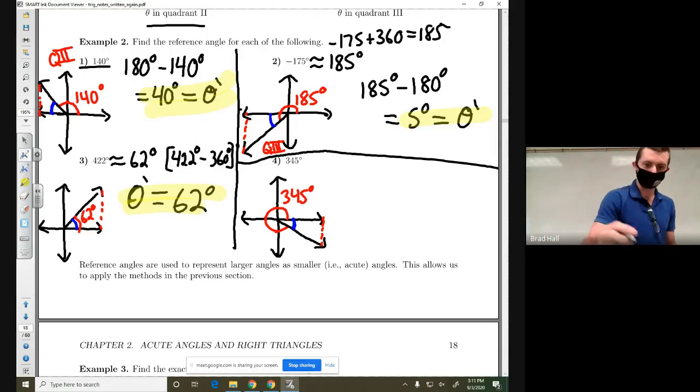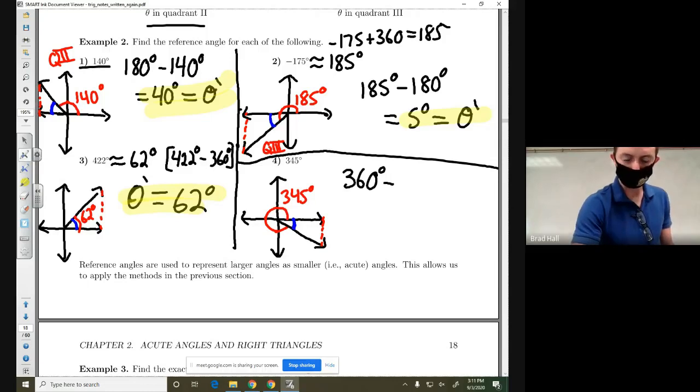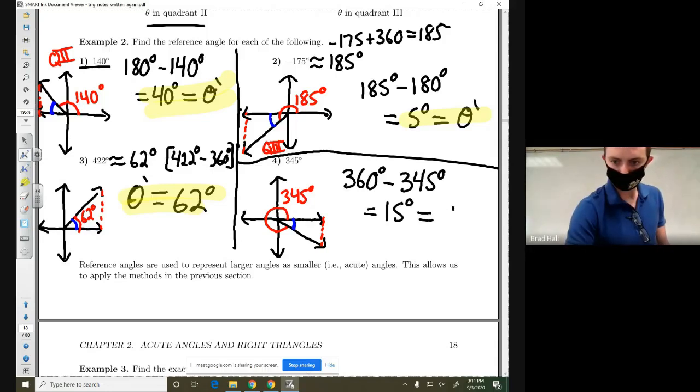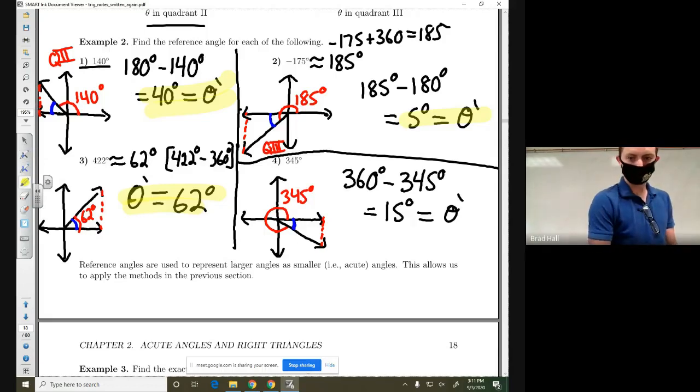Awesome. The full revolution is 360 degrees, so that's why we look at 360 degrees minus 345 to give us that blue segment that I drew over here. And that's just 15 degrees. Does anyone have any questions about this so far?